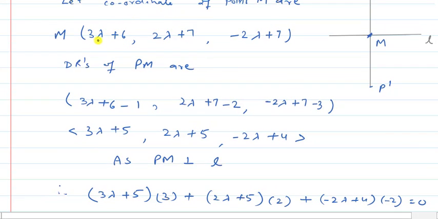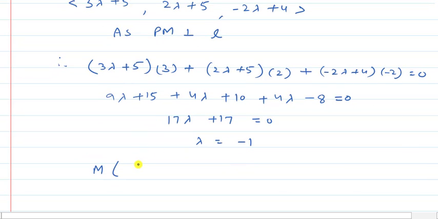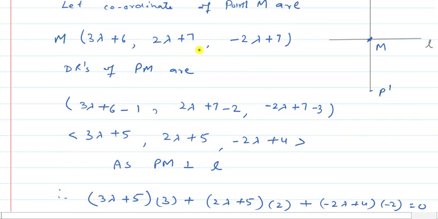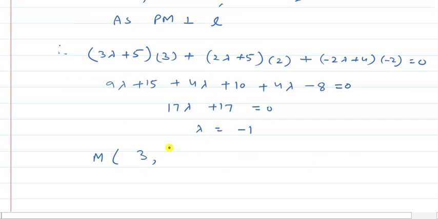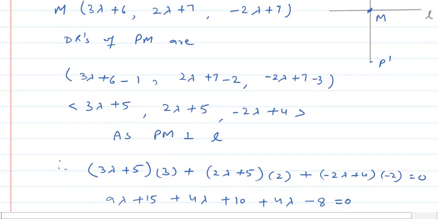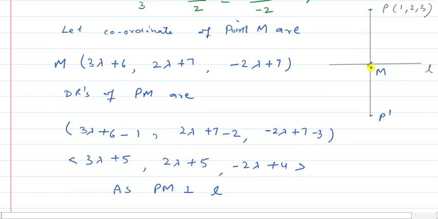So if we put minus 1 over here, we are getting 3. So the first coordinate is 3, the second one is 5 and the third one is 9. So these are the foot of perpendicular, or you can say the coordinates of point M. Now as M is the midpoint, so by using the midpoint section formula we can calculate the coordinates of point P. Let us suppose these are alpha, beta and gamma.